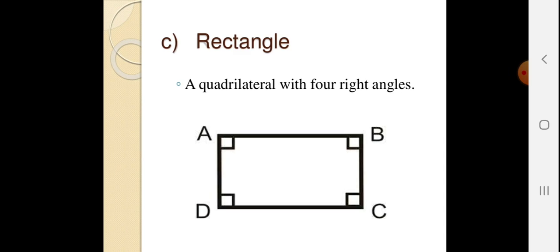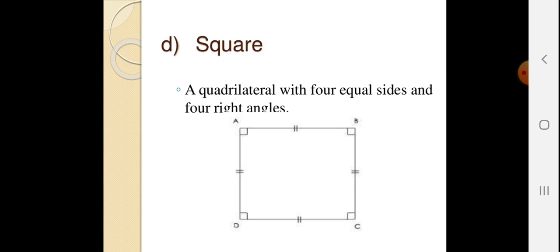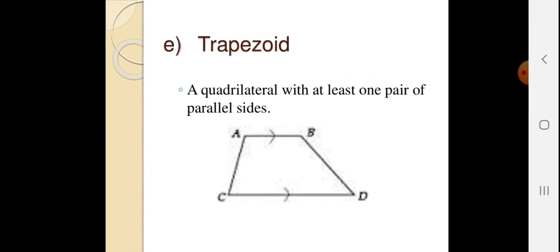Rectangle: a quadrilateral with four angles at right angle and the opposite sides equal is called the rectangle. Square: a quadrilateral with four equal sides and four right angles is called the square.